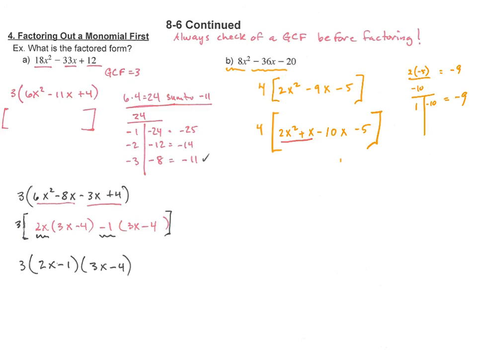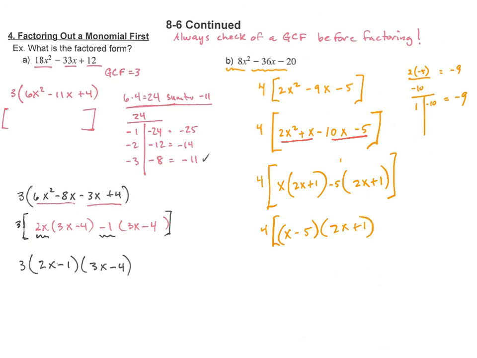So I'm going to group the first 2 and the second 2, and I'm going to find the greatest common factor of each. So I have 4 times the greatest common factor of 2x squared and x, which is x, leaving behind a 2x plus 1. And then, of course, if I factored by grouping properly, this is going to be the same. And then I look at negative 10x minus 5. In order to get 2x plus 1, I needed to factor out a minus 5. So my factor is going to be x minus 5 times 2x plus 1.